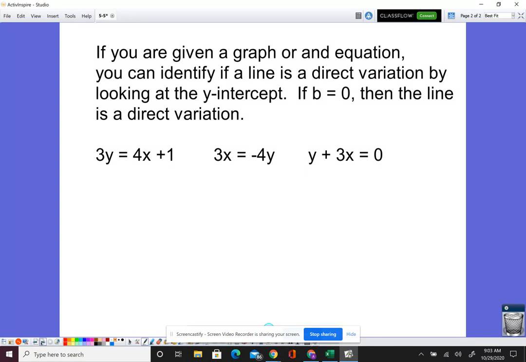So when I look at this first equation, if I divide everything by 3, I get 4/3 x plus 1/3. This y-intercept right here is not 0, so therefore it is not a direct proportion.